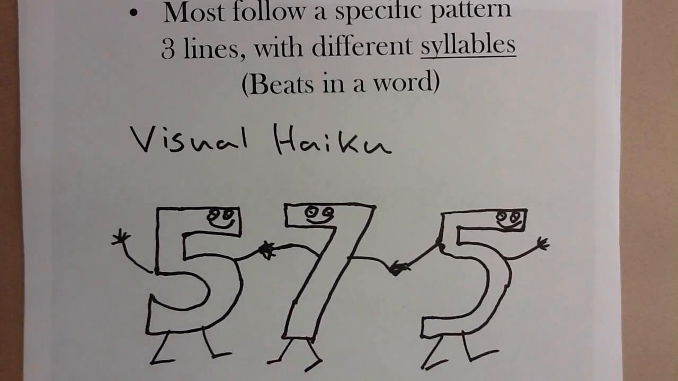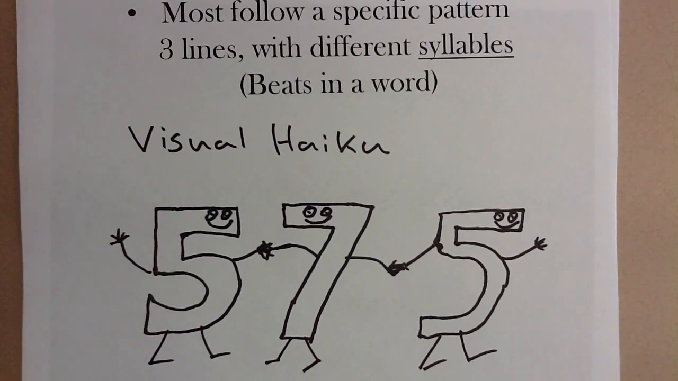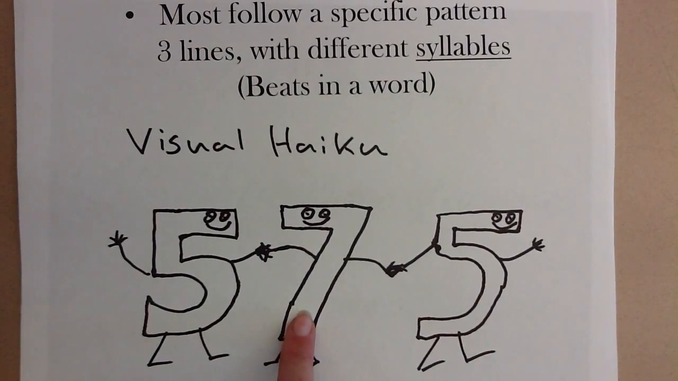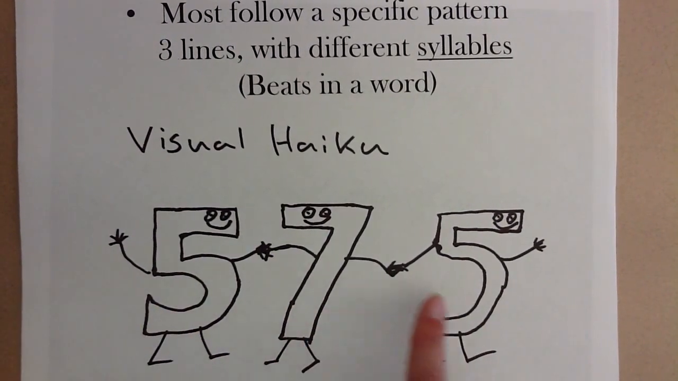So when we make a haiku, we have 3 lines, and the lines sort of go together like this. This picture is kind of a helpful way for you to remember how they go together. The first line has 5 syllables. The second line has 7 syllables. The third line again has 5 syllables. So it goes 5, 7, 5.